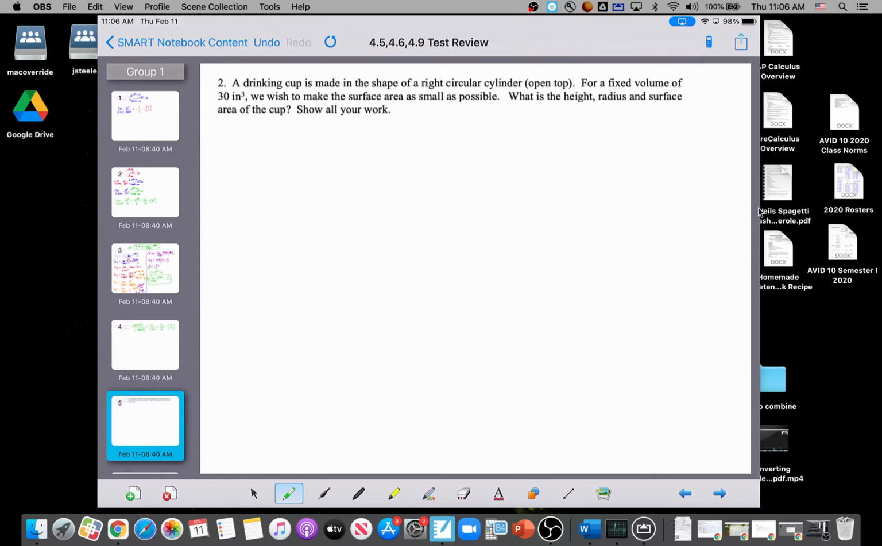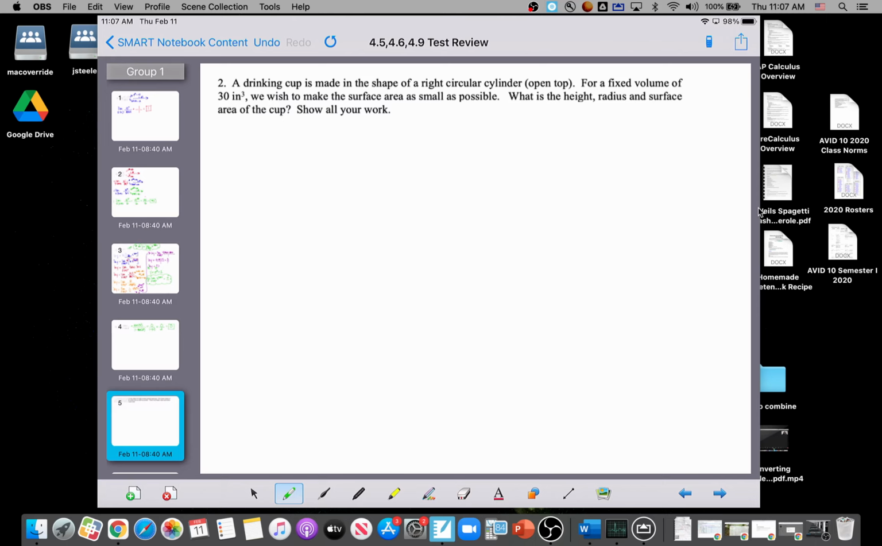Problem number 2 on the test review is our optimization problem. It says a drinking cup is made in the shape of a right circular cylinder with an open top, right? A cup with an open top. For a fixed volume of 30 inches cubed, we wish to make the surface area as small as possible. What is the height, radius, and surface area of the cup?